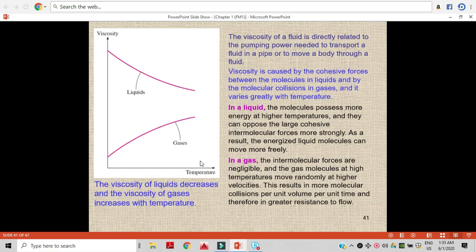Because the motion of the molecules becomes greater, they hit each other more rapidly and faster than before. In gases the intermolecular forces are negligible, and the gas molecules at high temperature move randomly at higher velocities. This results in more molecular collisions per unit volume per unit time, and therefore in greater resistance to flow.